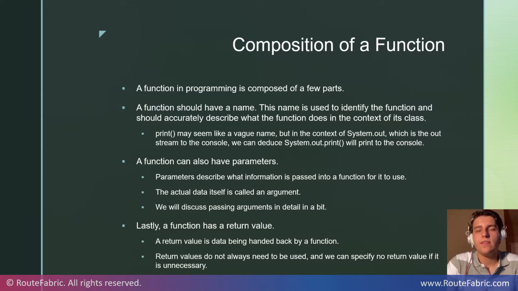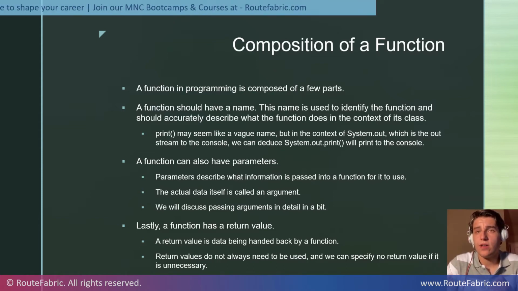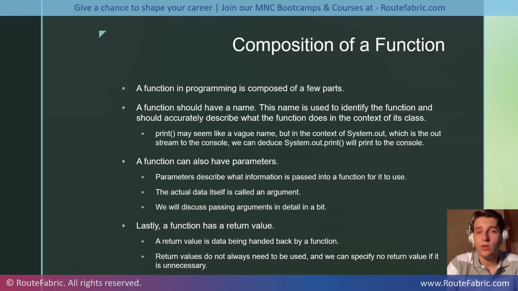Also keep in mind the name of the function should only really make sense in its context. For example, print might seem like a vague name at first. When you see print, you're thinking, okay, print where, what does that do? But if we think about it in the context of system.out, which we know is the out stream to the JVM console, then when we see system.out.print, what we're really seeing is, okay, in the system out stream to the console, print something to the console.